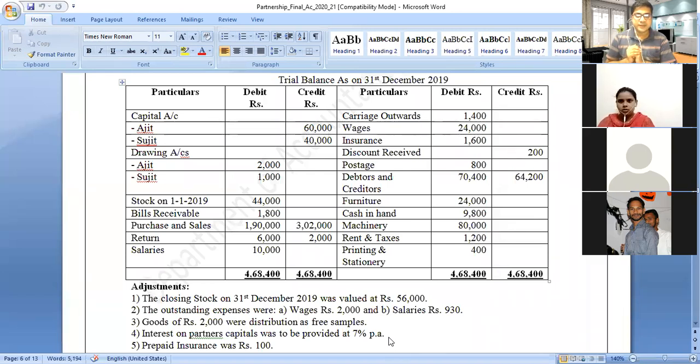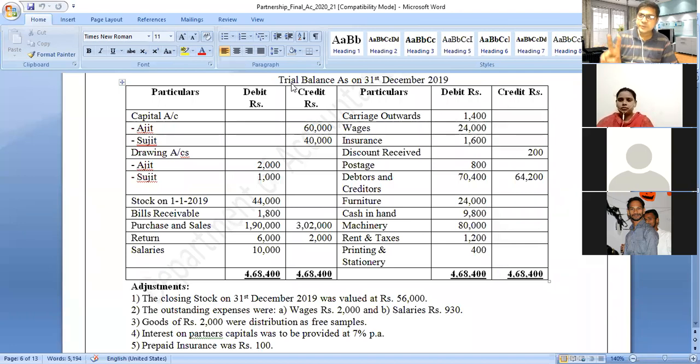Yes, Miss Aarti, right. Ajit's interest is 4,200: 60,000 into 7 divided by 100. Use your calculator and find out the value. And Sujit's is 2,800. Yes, right. Both the answers are right, Aarti Gupta. Now, this interest on capital: Ajit's interest on capital is 4,200 and Sujit's interest on capital is 2,800.